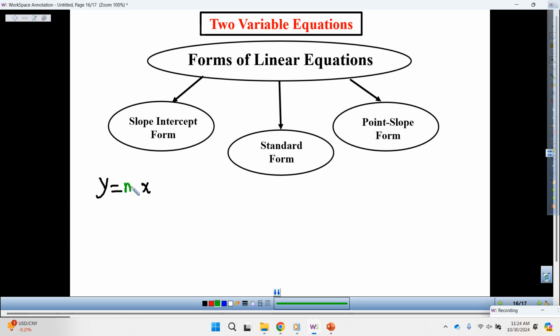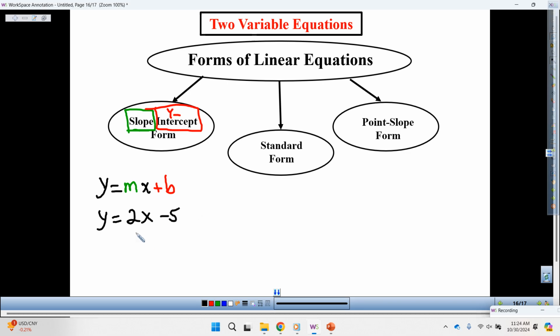If you remember, I gave you this some time back. This is y equals mx plus b. That's why this is known as slope-intercept form. Why? Because the m stands for slope, and the b stands for intercept, to be clear, the y-intercept. How does that look with a regular equation? It looks something like this. Does that look familiar?